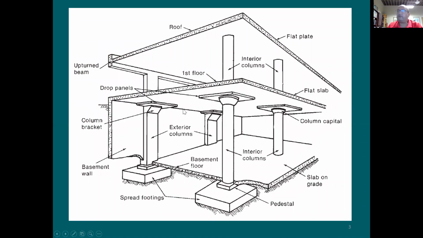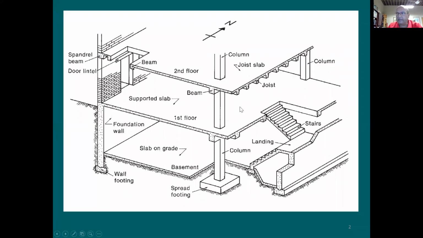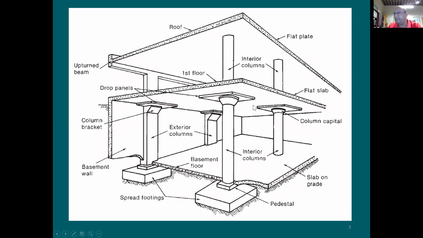Here's a different type of construction. I don't see beams here. In the previous one, I've seen beams. Here, I don't see any beams. I see something that we call flat slab or flat plate, if you like. Here's flat slab, here's flat plate. I don't see any beams, but I just see a beam here at the back. And then I see a wall.